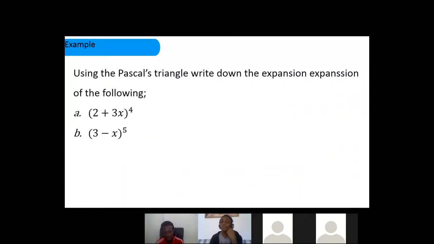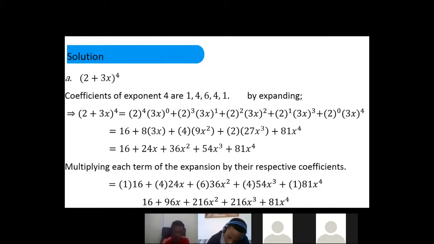Using the Pascal's triangle, write down the expansion of the following. So we look at the first expansion. Now this is how we use the Pascal's triangle to expand a binomial expansion. Please listen.